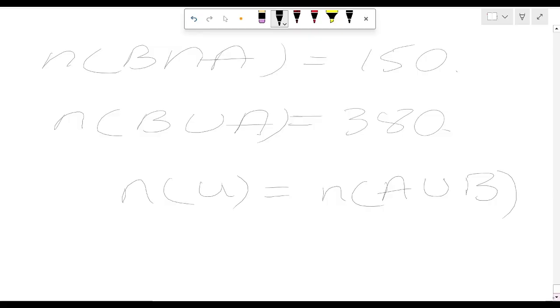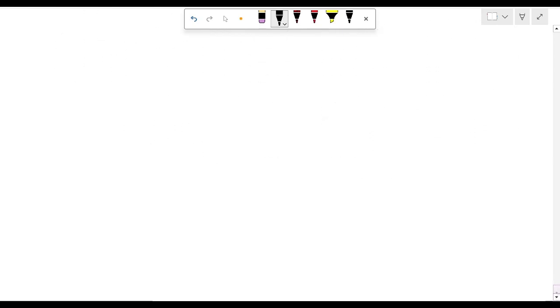Okay, now if I want to showcase this by a Venn diagram, you can do so. Just follow the same steps. I'll just not get into that right now. Let's attempt the last question of this exercise.